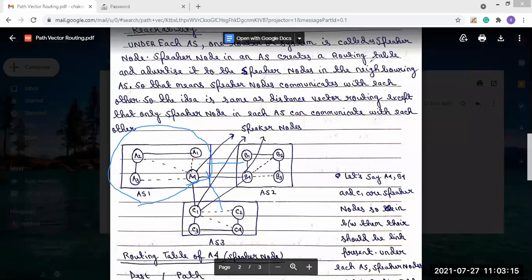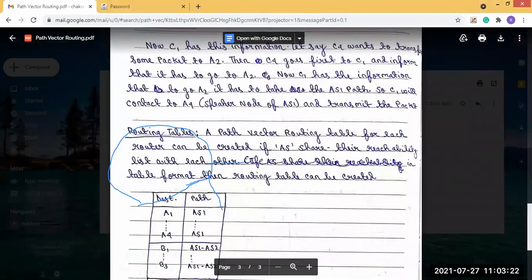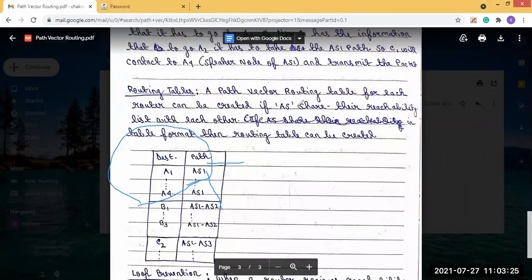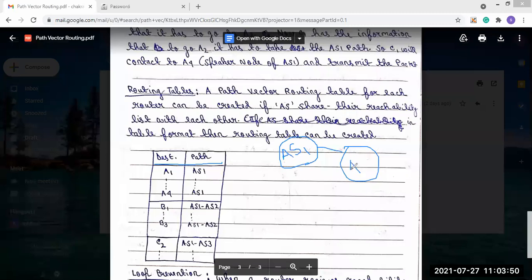So at first we will consider autonomous system 1. The routing table will look like this. First there will be the destination and the path. These two fields will be present, we all know. Now we are considering autonomous system 1, which shares its reachability with autonomous system 2 and autonomous system 3.